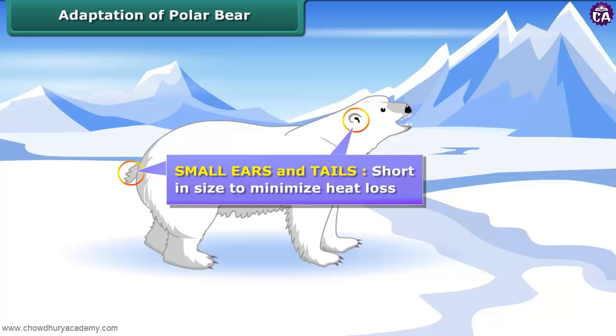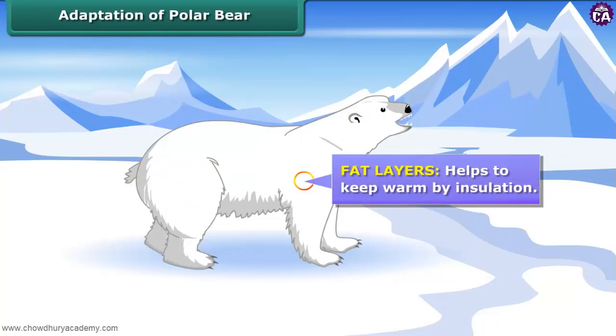Small ears and tails. Short in size to minimize heat loss. Fat layers. Helps to keep warm by insulation.